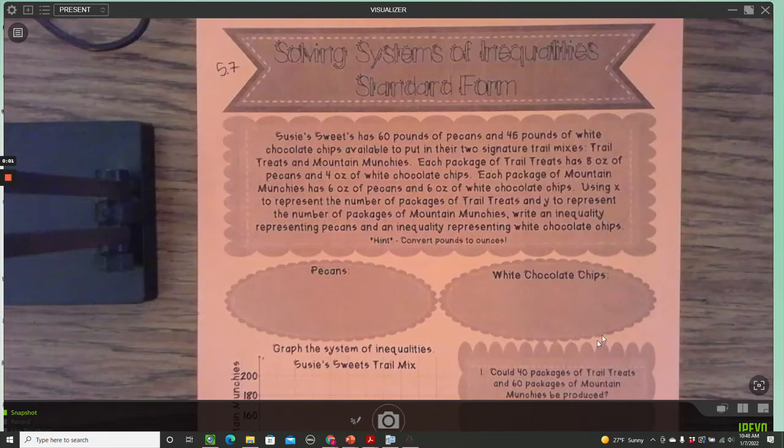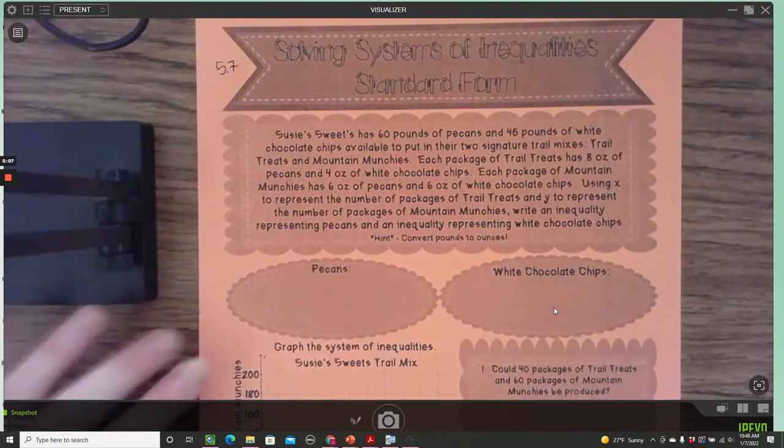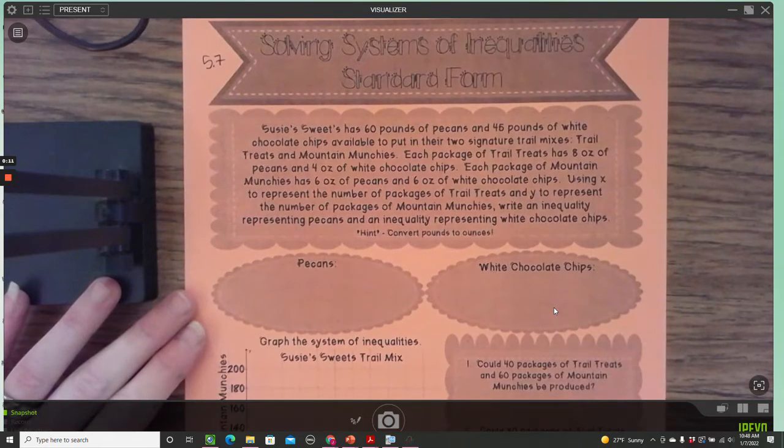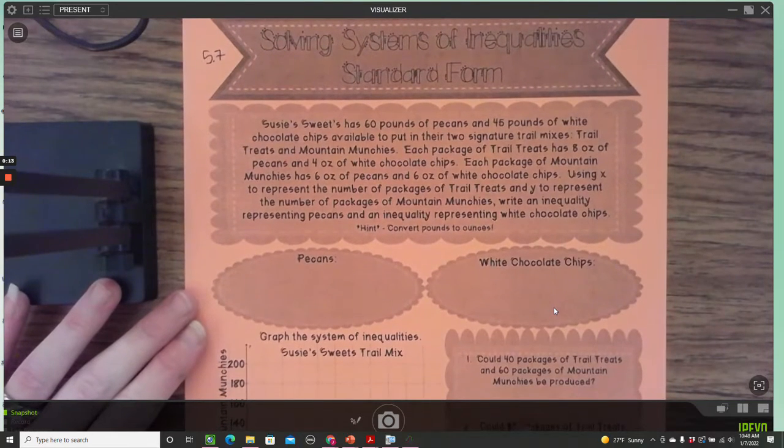This video is for the solving systems of inequalities from standard form notes. So here's our word problem. Susie Sweets has 60 pounds of pecans and 45 pounds of white chocolate chips available to put in their two signature trail mixes, Trail Treats and Mountain Munchies.